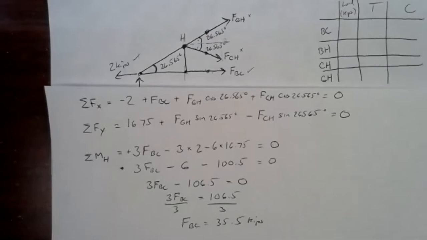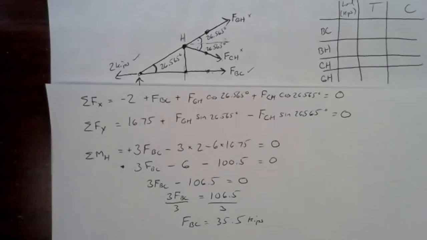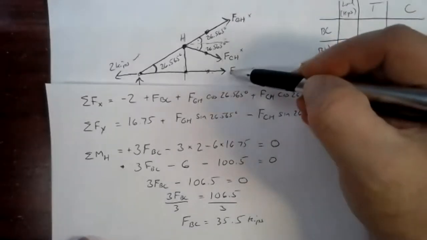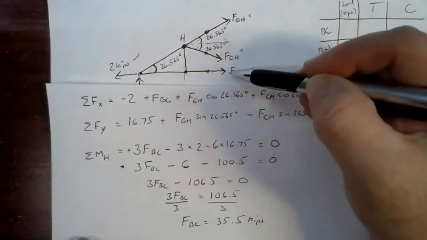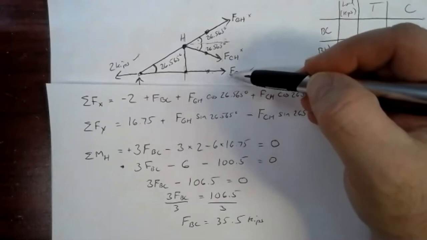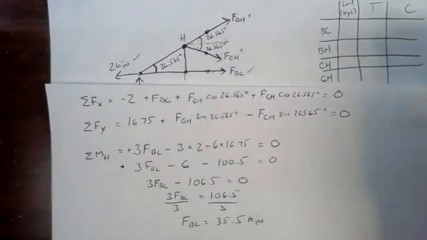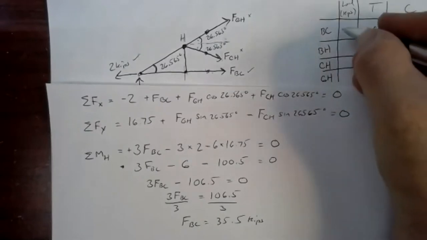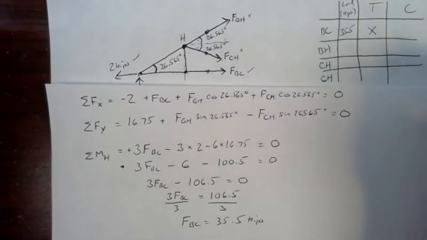So 35.5 kips came out positive. That means that our assumed direction was correct. Member BC is really being pulled on by the rest of the truss. Member BC is in tension. So member BC carries a load of 35.5 kips in tension.